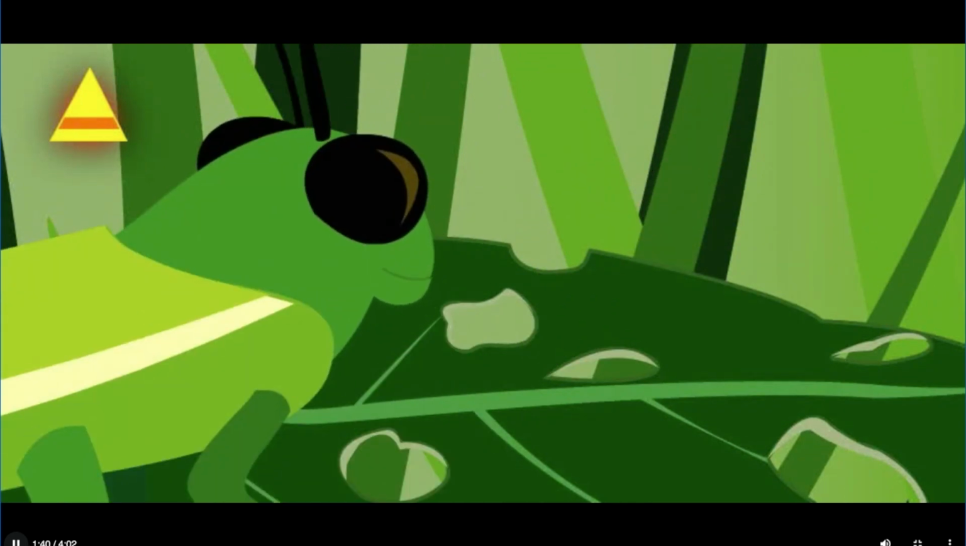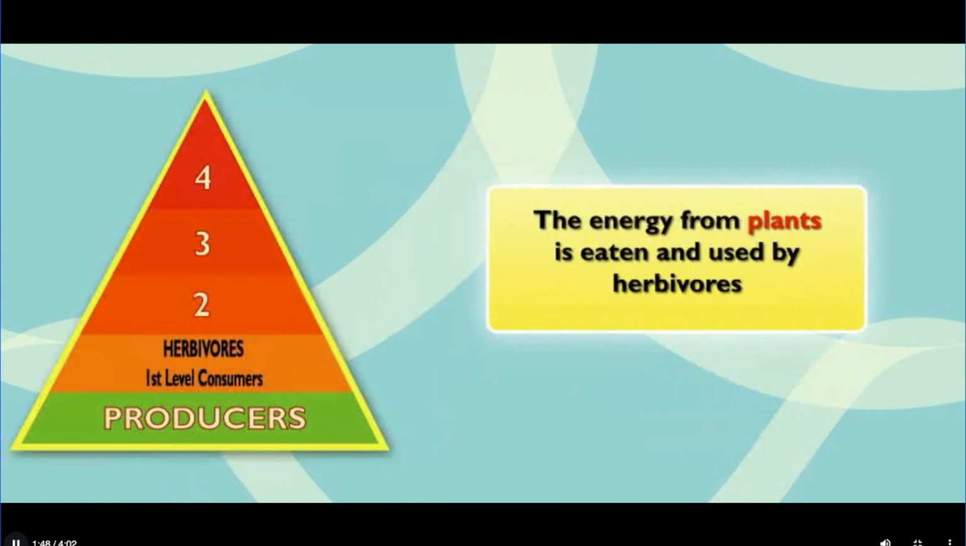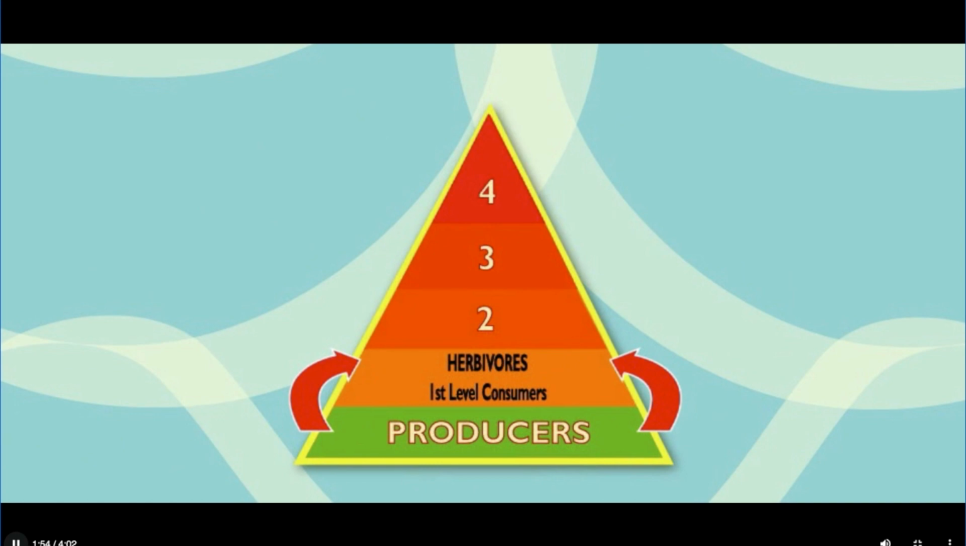They munch on leaves to get the energy they need to live. A lot of insects are herbivores, but so are bigger animals too, like giraffes, elephants, and koalas. So the energy from the plants goes to the herbivores that eat them? That's right. It moves from the producers to the first level consumers, the herbivores.